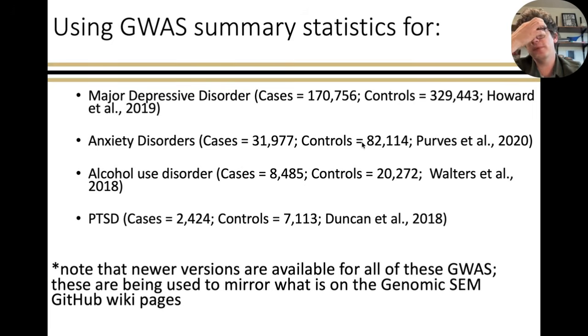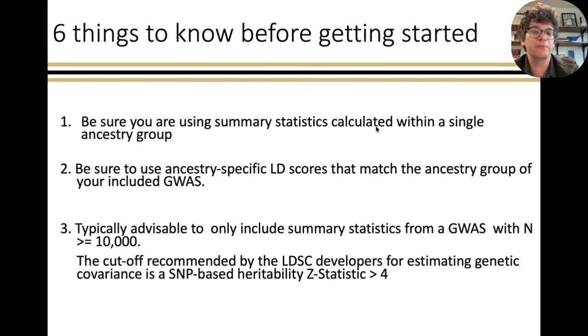In this example, I'm going to be using 4 different psychiatric data sets for major depression, anxiety, alcohol use, and PTSD. Though I do want to note that I'm simply using these for the purposes of the practical, and in fact, all of these disorders have more recent and larger GWAS available than the ones I'm showing here. So just a side note that you shouldn't take this to be an indication of what is the best available data out there. I'm instead using these because it allows for comparing to results obtained on the GitHub, because we use these same data sets for those examples.